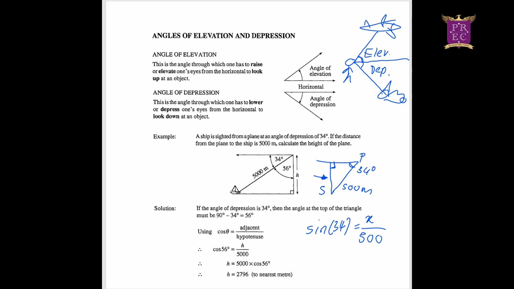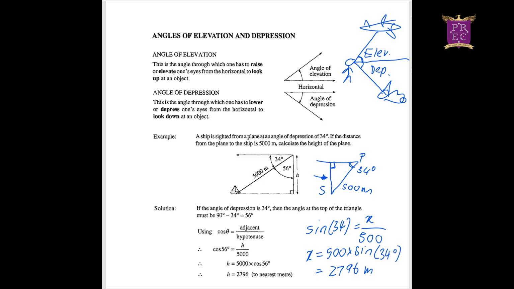And now, just look for x. To make x the subject, we multiply by 5,000, so we have x is equal to 5,000 times sine 34 degrees. Put this in the calculator and you should get the answer, which should be 2,796 meters to the nearest meter.